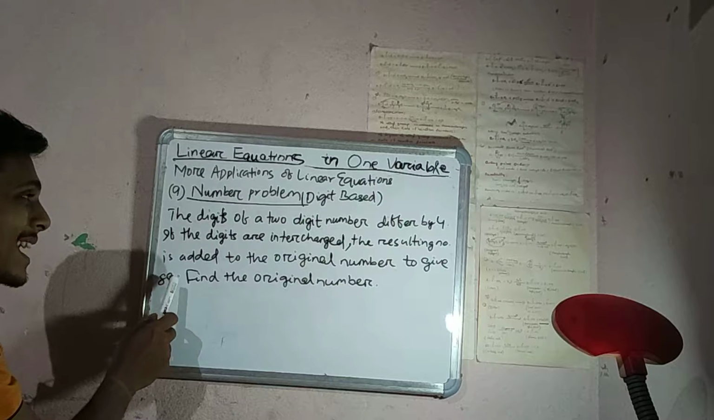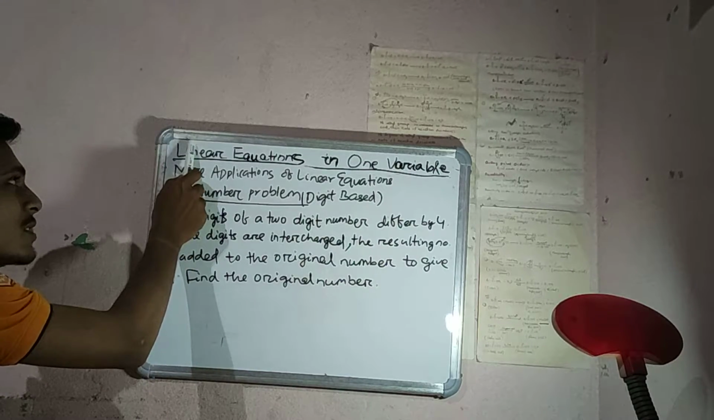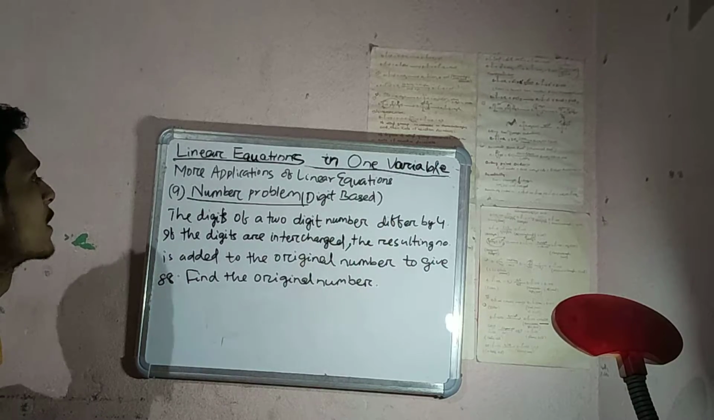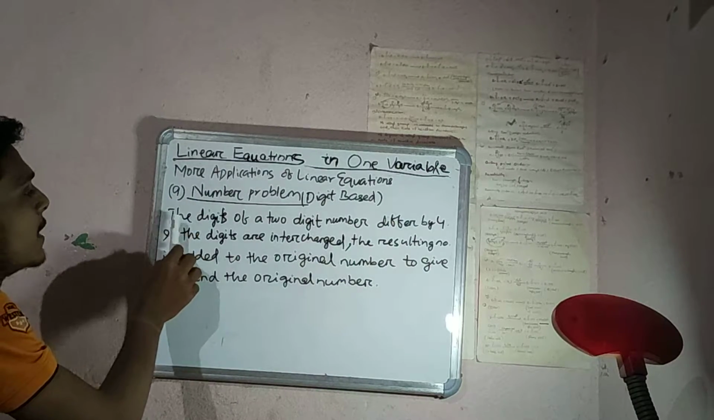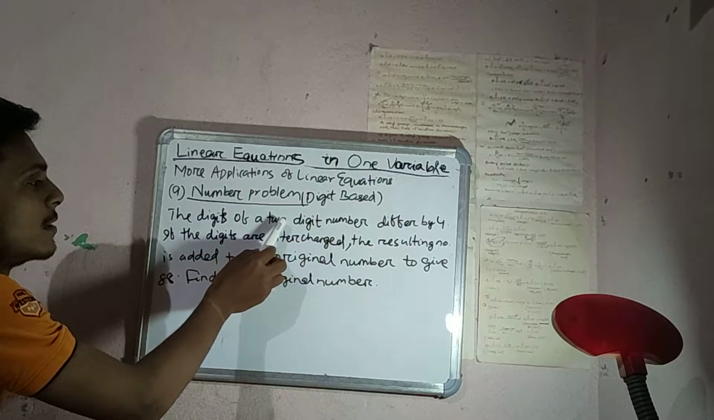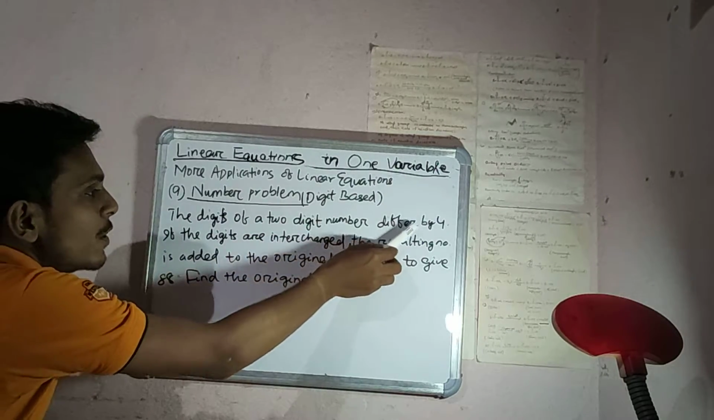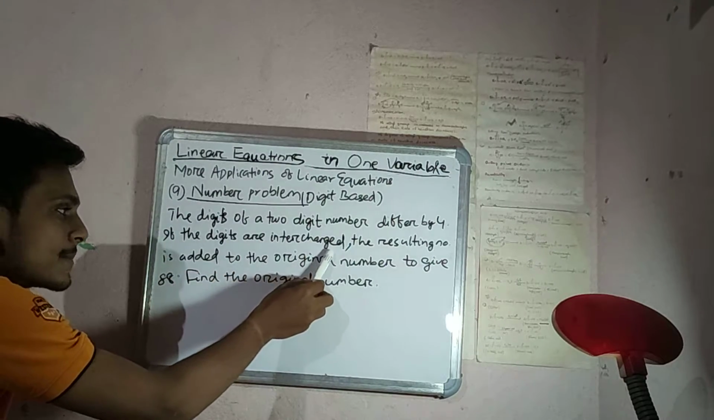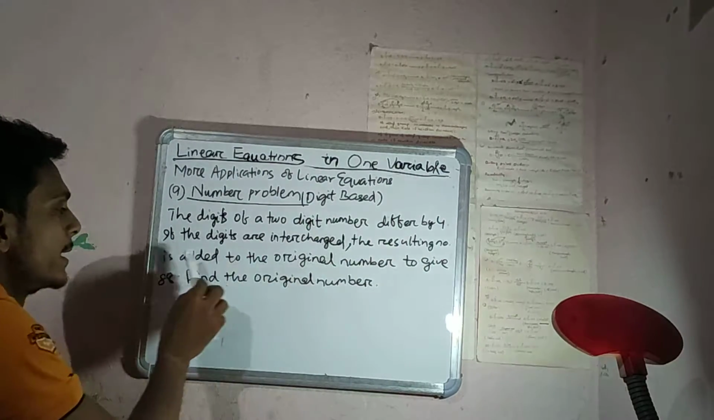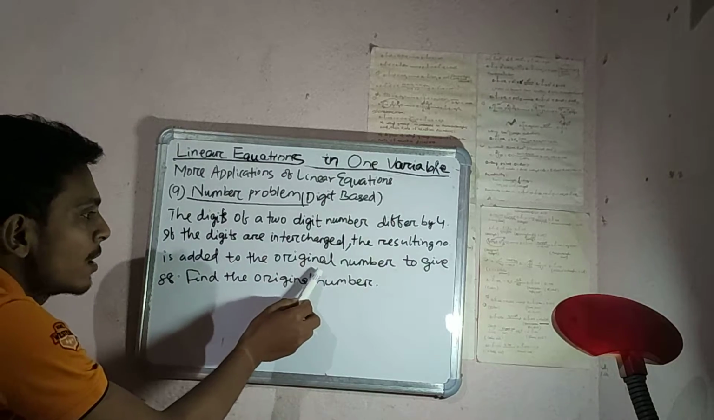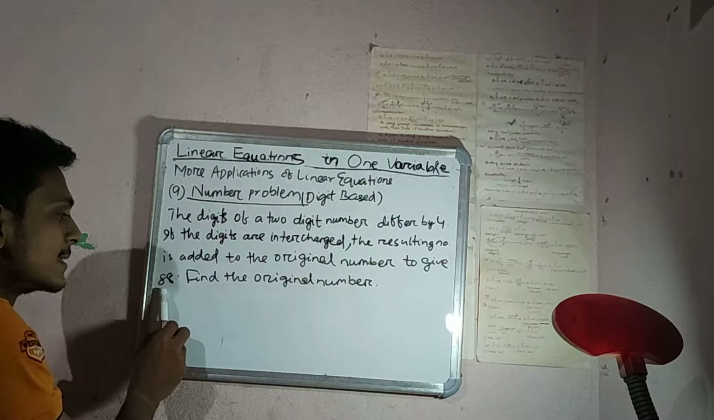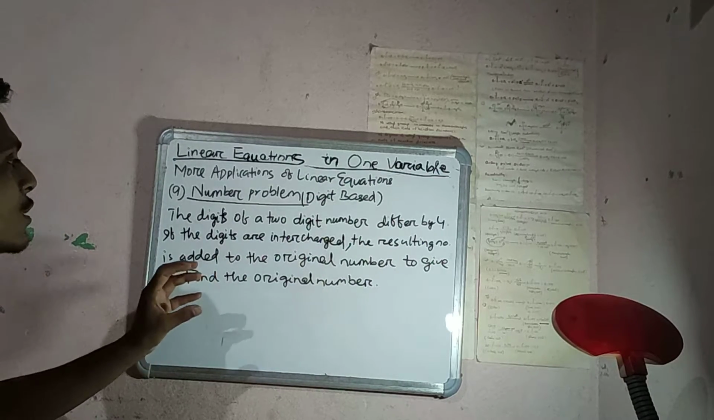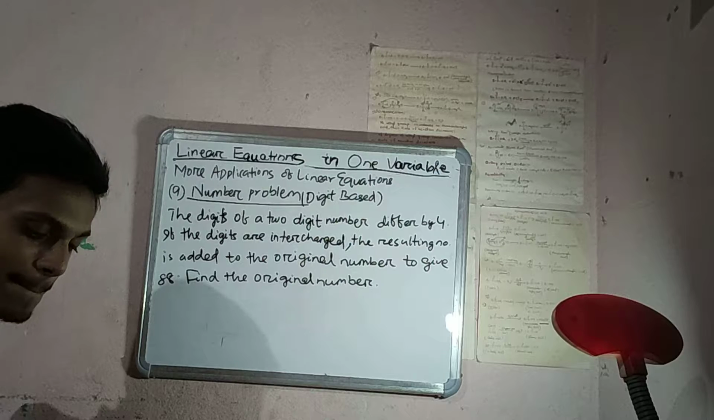This type of problem can be solved by using a linear equation and having the variables on both sides. So this is the problem. The digits of a two digit number differ by 4. If the digits are interchanged, the resulting number is added to the original number to give 88. Find the original number. We have to find the number. What is that 2-digit number?